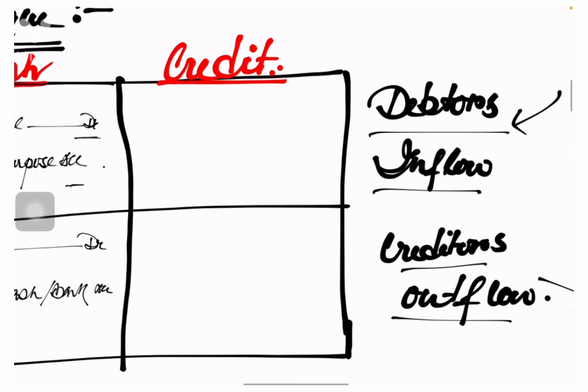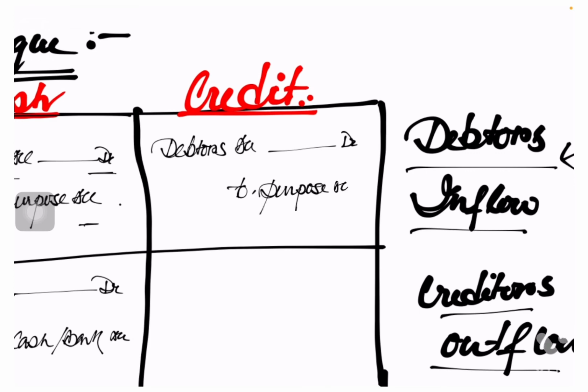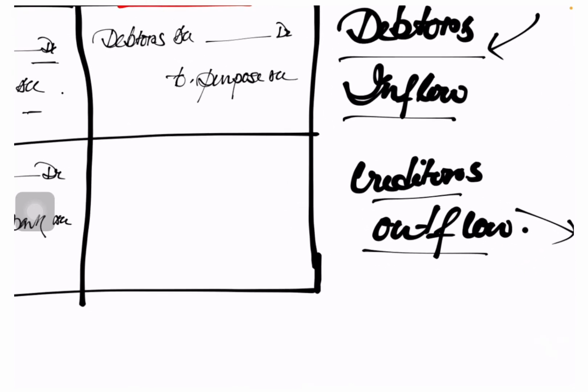Now coming to the credit transaction. If money is not coming, then who comes? Debtor is your asset. So it will be debtor's account debit to the purpose account. Suppose we will get money from a debtor. Who is our debtor? X, Y, Z, it can be anyone. What will we get from them? Money. And why will we get it? The purpose, the reason. Debtor's account debit to purpose account. Very simple. Now creditors outflow means very simple.